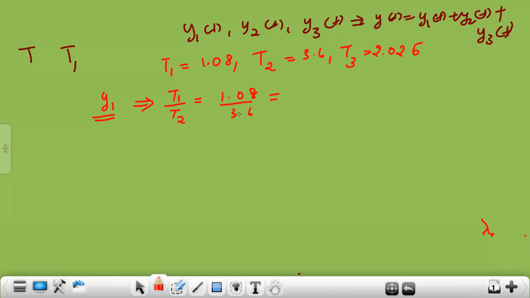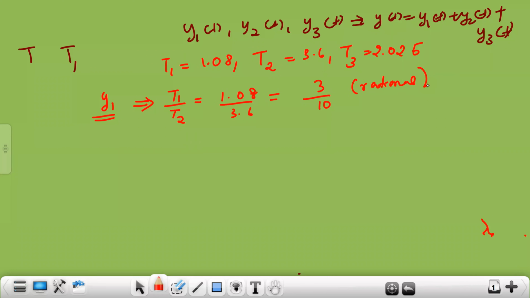Sir, it's 3 by 10, sir. Yes, it is 3 by 10. So this is a rational number, so our condition is satisfied. If this is not a rational number, we are not going to proceed with this. At that particular moment, we will stop and claim that the signal is not periodic. Therefore, there is no requirement to find the fundamental period. But as of now, fortunately, here we have a rational number.